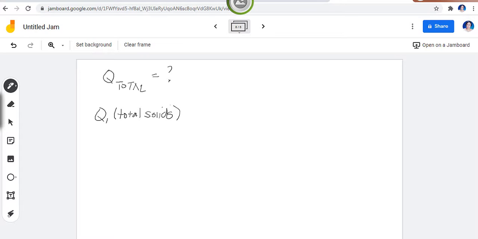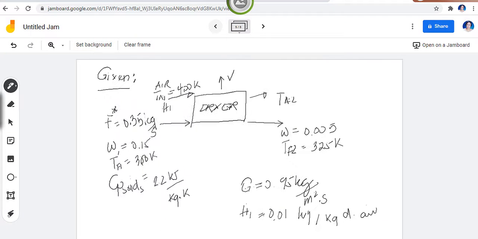Now, the Q of the total solids, if you recall, the Cp delta T formula still will be used. And the Cp of the solid here is, where is there? It's 2.2 for the solid. And for water, we will use the standard Cp for water. Now, the total amount of heat that will be used to dry up the solids will be this. Okay? Wait.